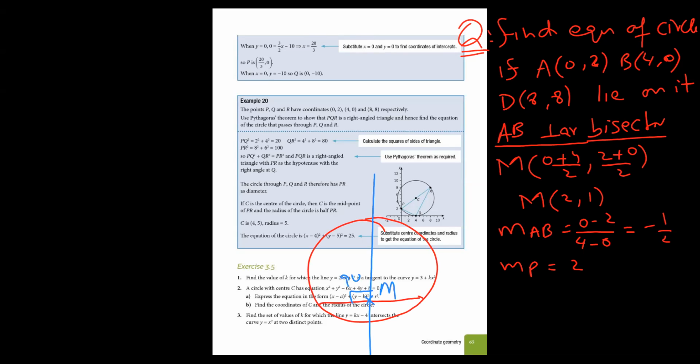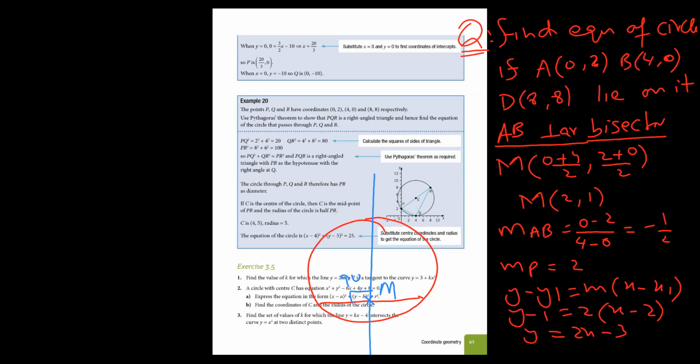So Alhamdulillah, for the equation I'm finding y minus y1 equals m times x minus x1. So y1 is very clear, it is 1, and m is 2, and this is 2. So y minus 1 equals 2x, and 2 twos are 4, and this is minus 4, so it becomes minus 3. This is the first equation, number 1, I achieved. So I think this point is clear.